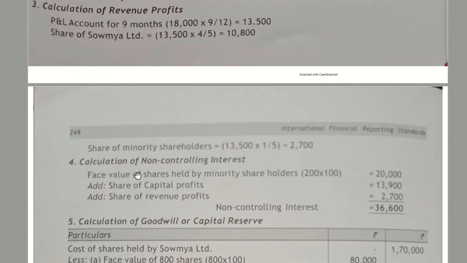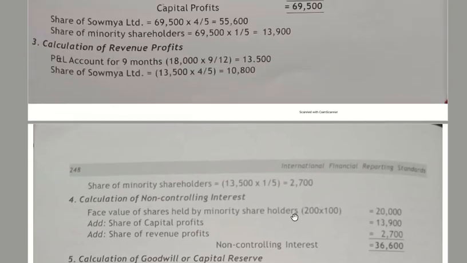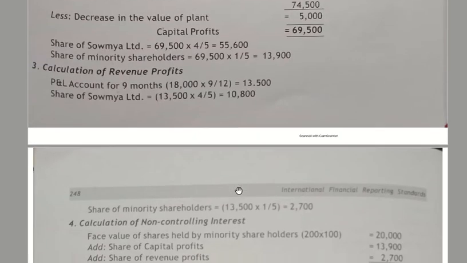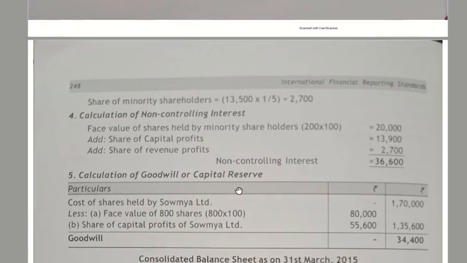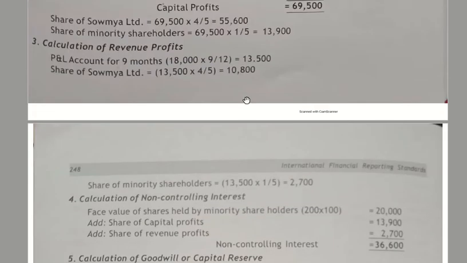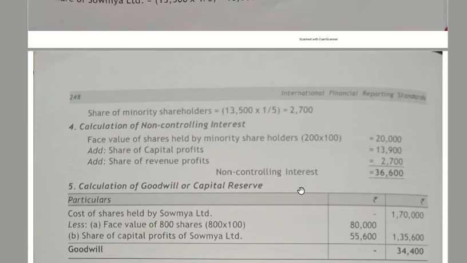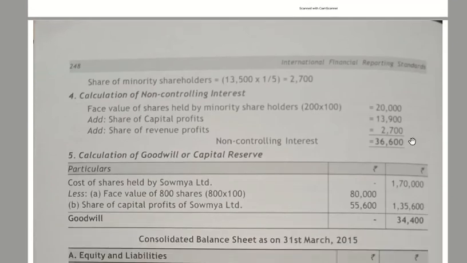Next is the calculation of non-controlling interest. The face value of shares held by the minority shareholders: they basically have how many shares? 200 shares into 100 rupees per share, so it is 20,000. So add your share of capital profits, which is 13,900, which we got from our capital profits. From revenue profits we got 2,700. So your non-controlling interest is 36,600.